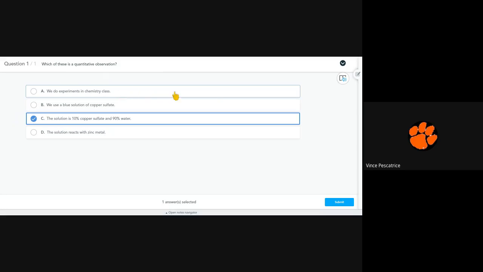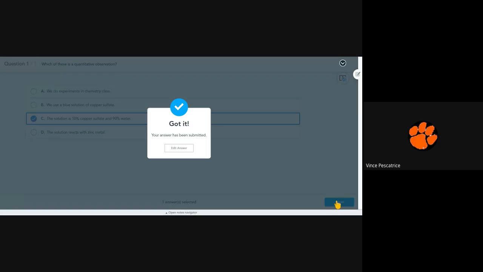These other ones are qualitative observations. You are observing qualities about what you're doing. You notice that we do this many experiments in class. The solution is blue. That's using vision, that's the sense. That's a qualitative observation. Reactivity, qualitative observation. So the correct answer is C.